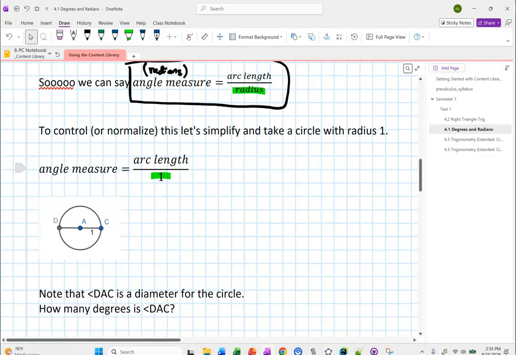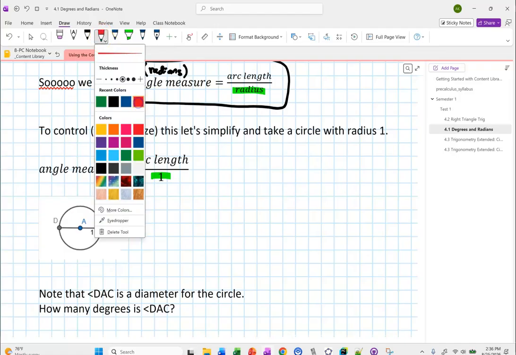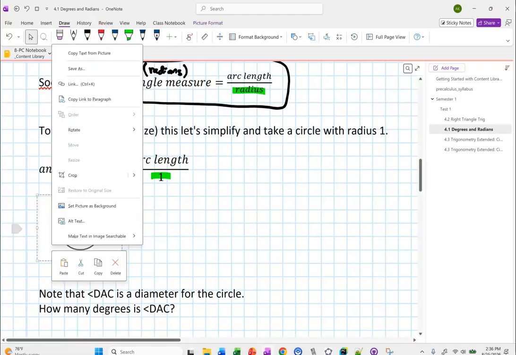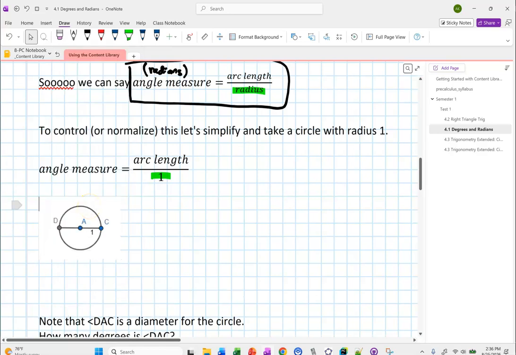In that case, the angle measure is just equal to arc length. You see how this is going to make our life a little bit easier? So I drew myself an example circle with radius 1. I drew in an angle, the angle DAC. How many degrees is that angle DAC? 180. Wonderful. How do you know it's 180? Because it's half a circle, right? A circle is 360 degrees, so half of it is 180.